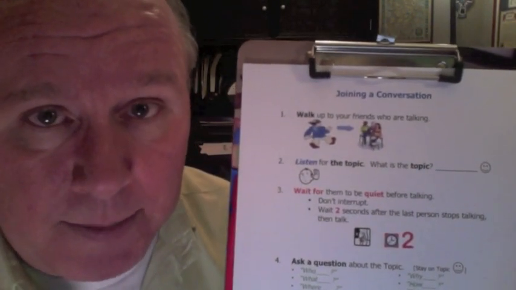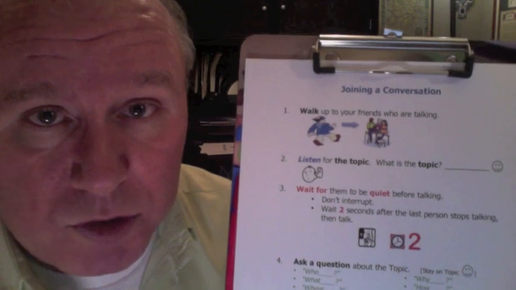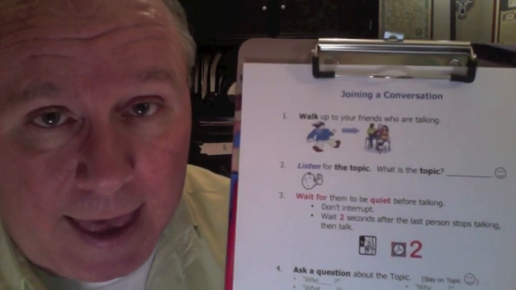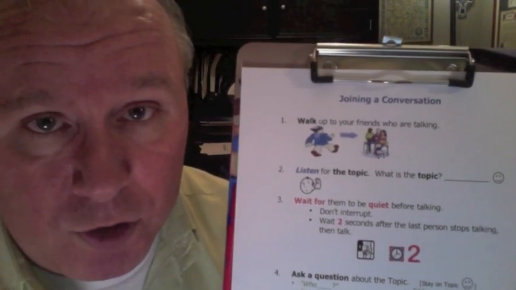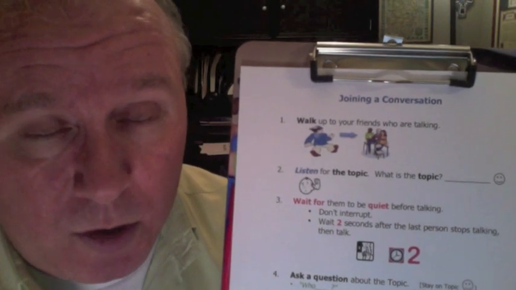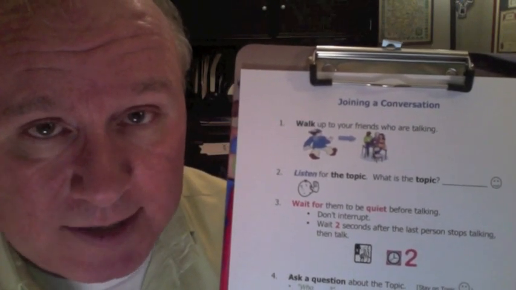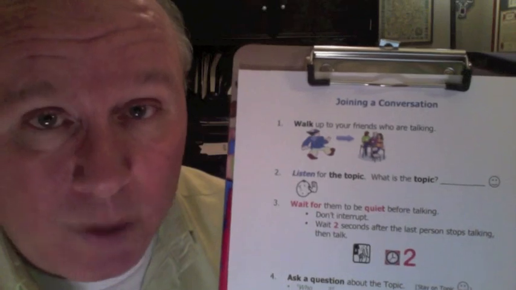So the first step, of course, is that they approach the group they want to join. And it could be a two-person group, a three-person group, whatever the size, the group is already established, and they need to make their way over to that group.